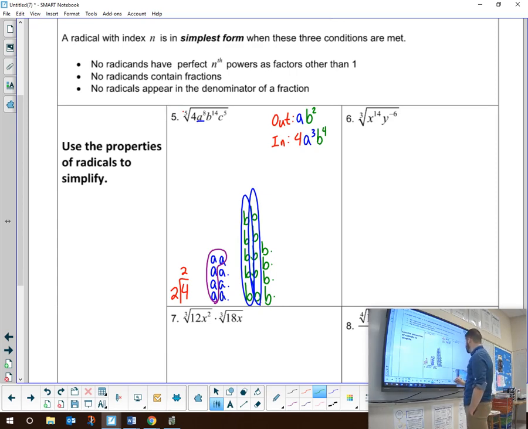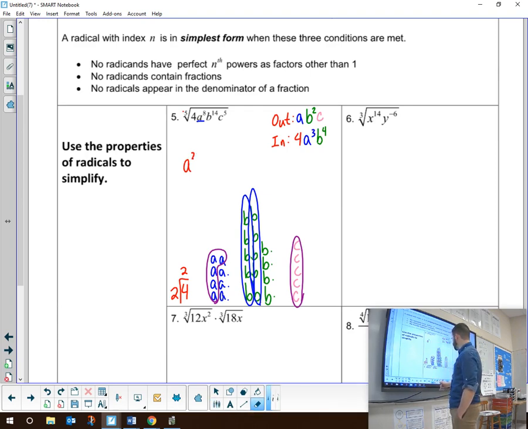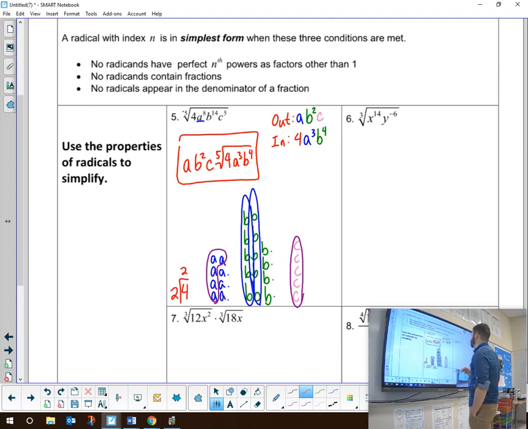Last one, our C's. So we have 5, 1, 2, 3, 4, 5 C's. We can group those together, right? And so we're going to have just one group of C's that we bring outside, and that doesn't leave anything left on the inside. So let's write out our equation. Start with our outside. On the outside, I have A, not A squared, just A by itself. We have A, B squared, C times the 5th root of 4A cubed, B to the 4th. And that is it simplified.